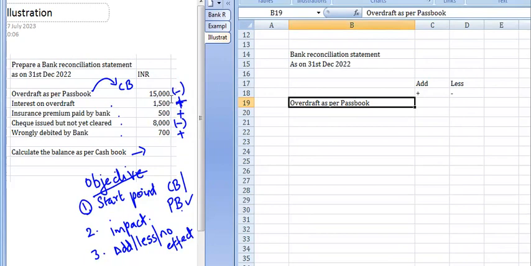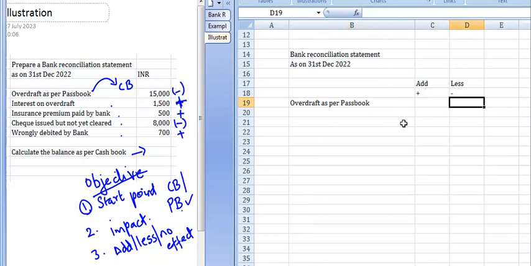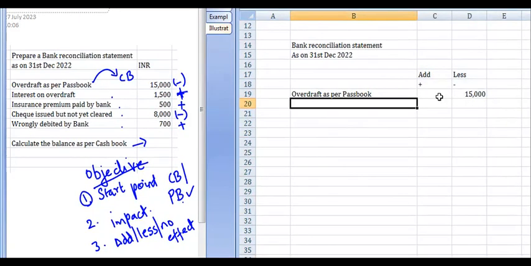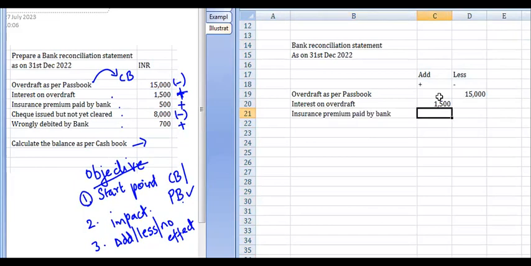We have already noted down the effects of these transactions. We need to just give the impact and arrive at the cash book balance. Let's start from the balance as per passbook, which is an overdraft balance of 15,000. First, interest on overdraft. This is something which we need to add. Second is insurance premium, which would have been paid by the bank. In order to arrive at the cash book balance, we need to reverse that 500. Third is check issued but not cleared. What we need to do with this? We need to deduct it in order to arrive at the cash book balance.